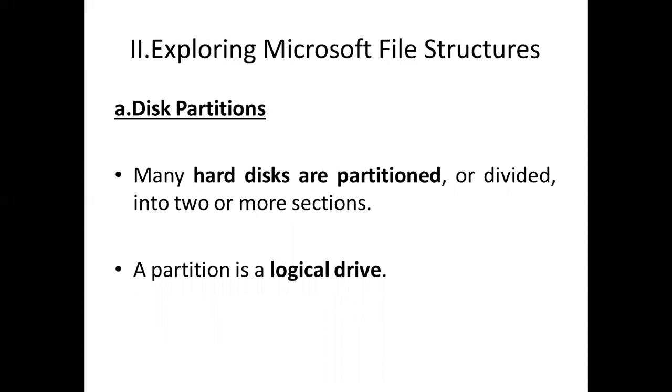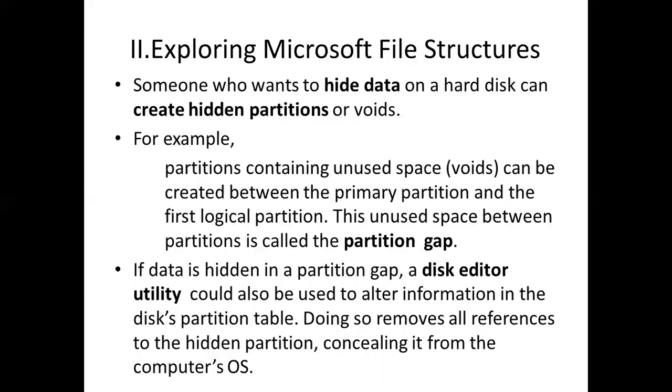Generally, all the hard disks are partitioned or divided into two or more sections known as logical drives. And we can hide data by creating hidden partitions. Hidden partitions are sometimes called voids. Partitions can be hidden by using the unused space between the primary partition and the first logical partition. This unused space is called a partition gap.